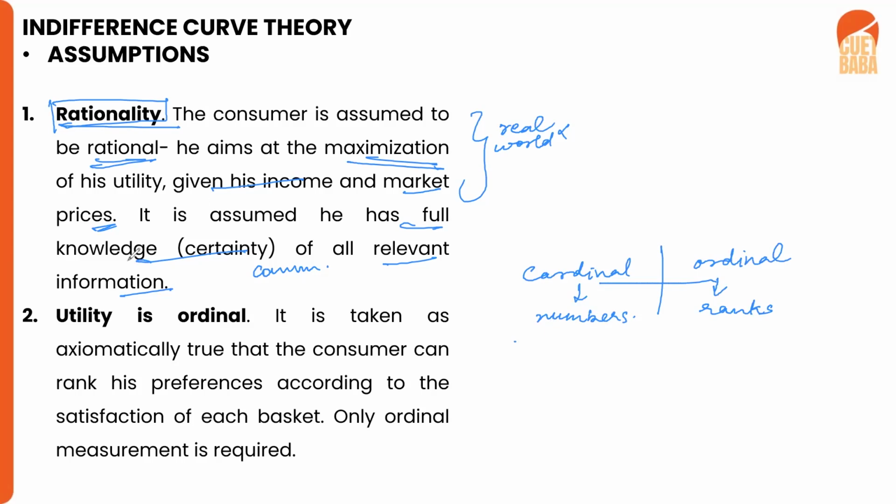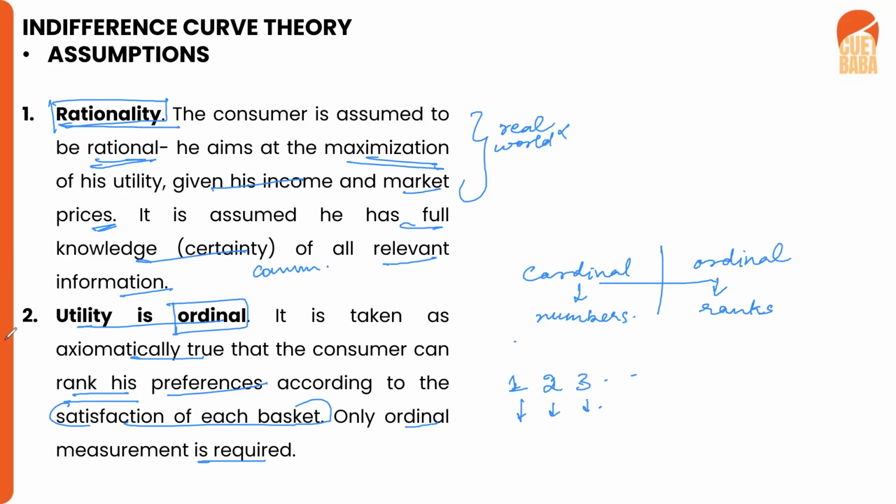So here the second assumption is utility is ordinal. So it is taken as axiomatically true that the consumer can rank his preference. So he can rank according to the satisfaction he receives from each basket, and only ordinal measurement is required. So he cannot number the baskets or the level of satisfaction he gets. But he will be ranking it accordingly. So 1, 2, 3. So based on his preference, he'll be ranking each basket.